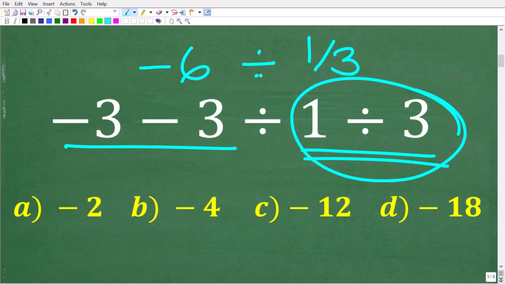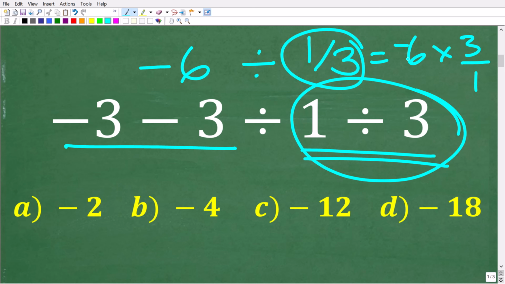So -6 divided by the fraction 1/3 is equal to -6 times. Remember, when you are dividing fractions, you got to flip the fraction to the right of the division symbol upside down and turn this into multiplication. So this is going to be -6 times 3 over 1. So that's going to give us -6 times a +3 or a -18. So D would be the right answer.